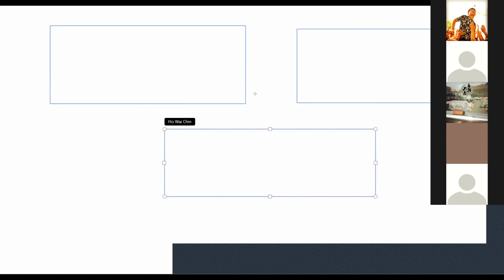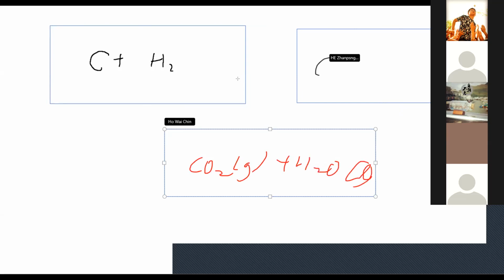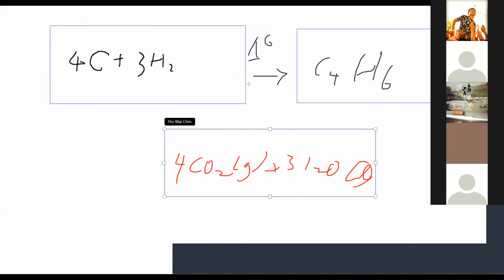So tell me, what should be filled in for those 3 boxes? How many carbon and hydrogen for the left-hand side of the boxes, Channel 1? Could you please continue? Yes. Good. Quite nice, good start. And indeed, you miss out something. You miss out what? The state symbol. You are going to write down the state symbol.